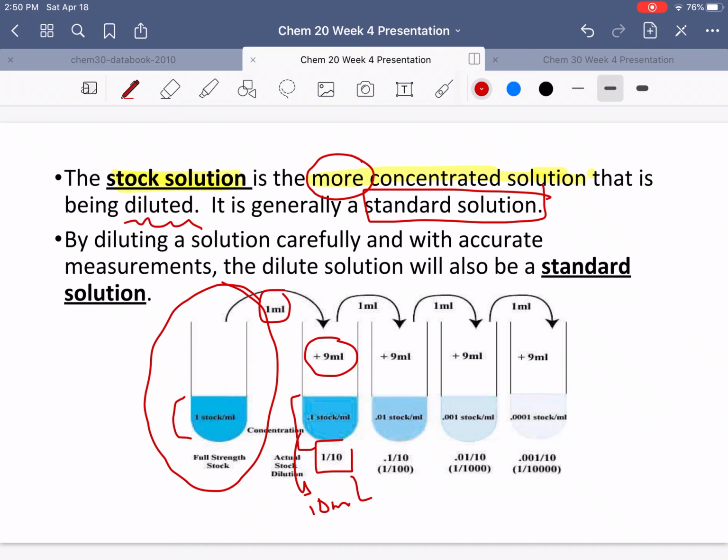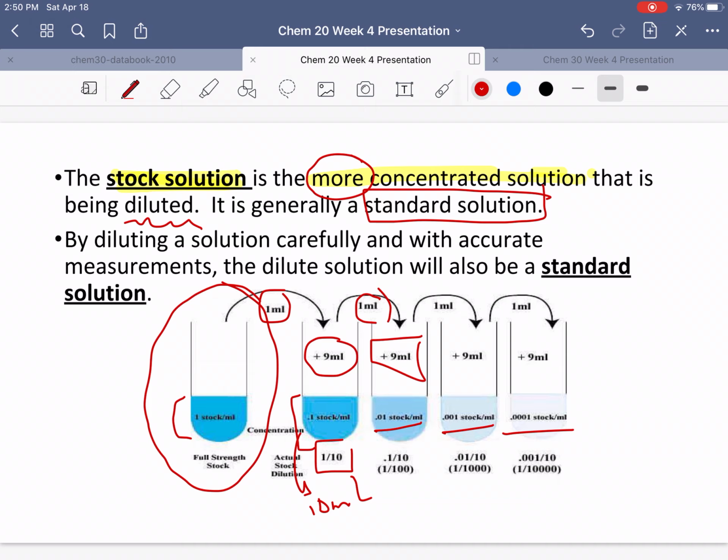And then we can keep going. We can take 1 mil of the second solution and add it to 9 mils of water, and we have decreased the concentration again. Notice we just keep on going, and with all of these, the concentration continually becomes less.